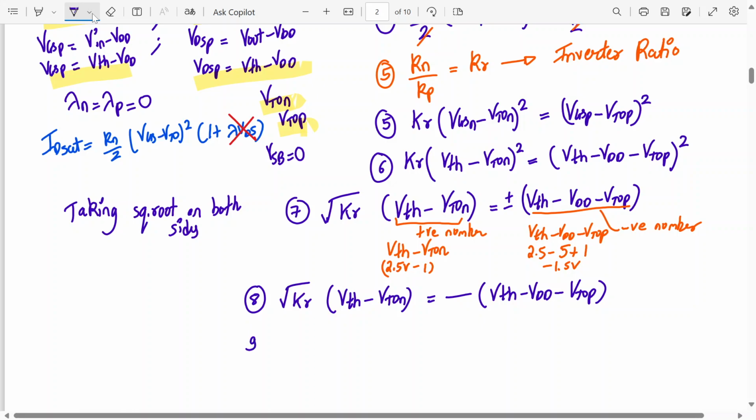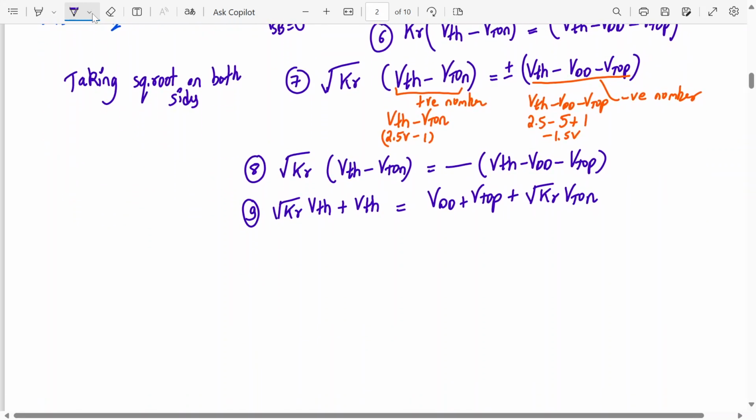Okay, so in step number 9 we'll take this root of Kr, and VTH will come on this side. It will become plus VTH, so it will become root Kr VTH plus VTH, and I'll push this root Kr minus VTN over here, so this will become plus. Yes or no? So here if I open the bracket, I'll get VDD plus VTOP. Now this minus VTON into root Kr will become plus over here, so you'll get plus root Kr VTON. I hope you have followed this.